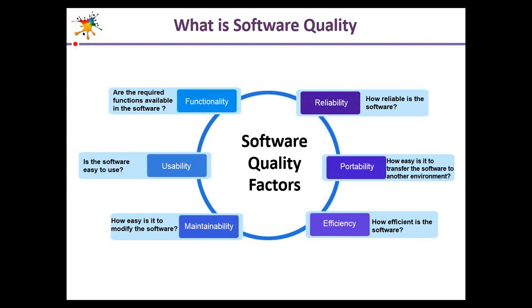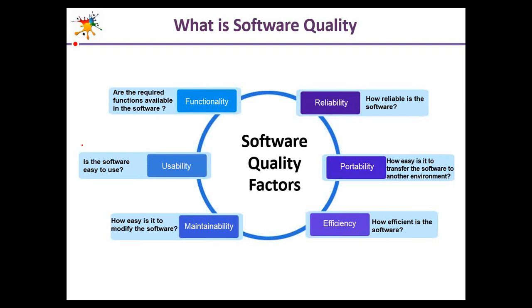And quality includes the process of planning, QA, and quality control. So all these things need to be followed over 6 different factors, like functionality. Are the required functions available in the software? That is the functional compliance. Then is the software easy to use? On the usability front. On the maintainability front, the quality needs to be measured by how easy it is to modify the software.